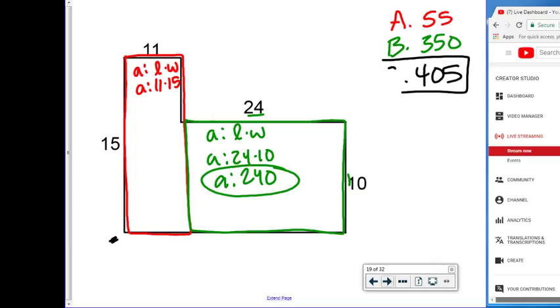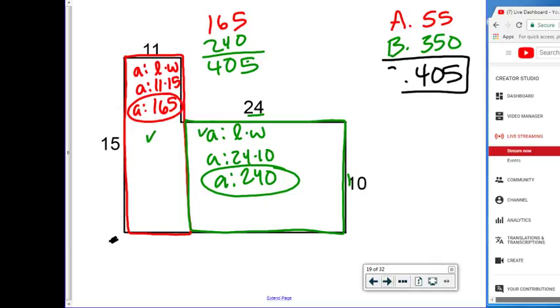This would be 165. And if you added your 165 plus your 240, you would get the same answer. It doesn't matter how you divide your composite shape as long as you recognize that it's two rectangles.